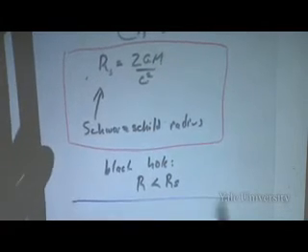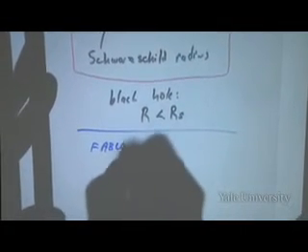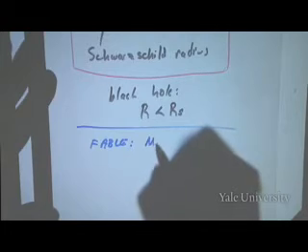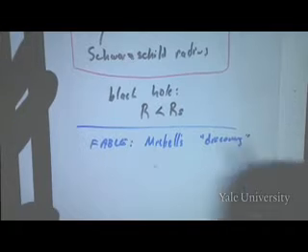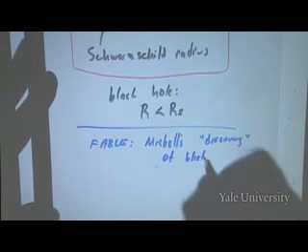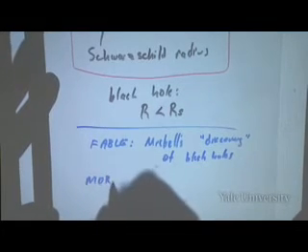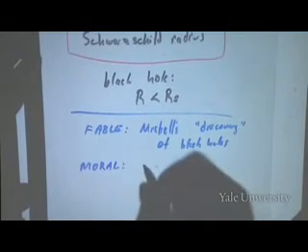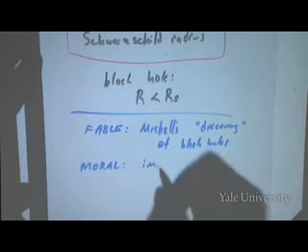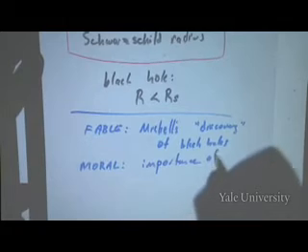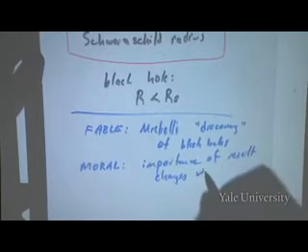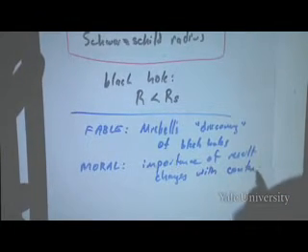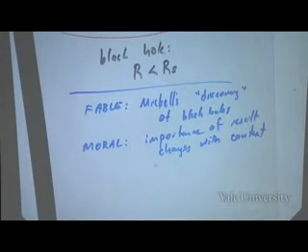So this is one of these kind of historical fables that we've hit a couple of times. This is the fable of Mitchell's discovery of black holes. And the moral of this little fable might be that the importance of a result changes sometimes dramatically with context. So something that looks quite unimportant for a long time can all of a sudden become a very big deal. And so it happened in this case.